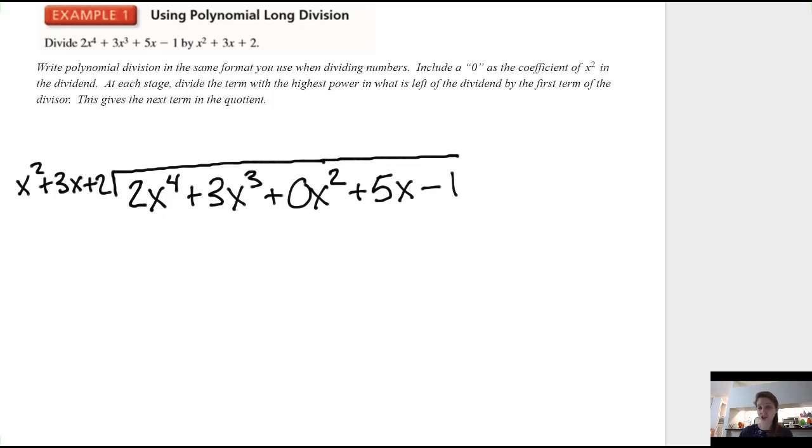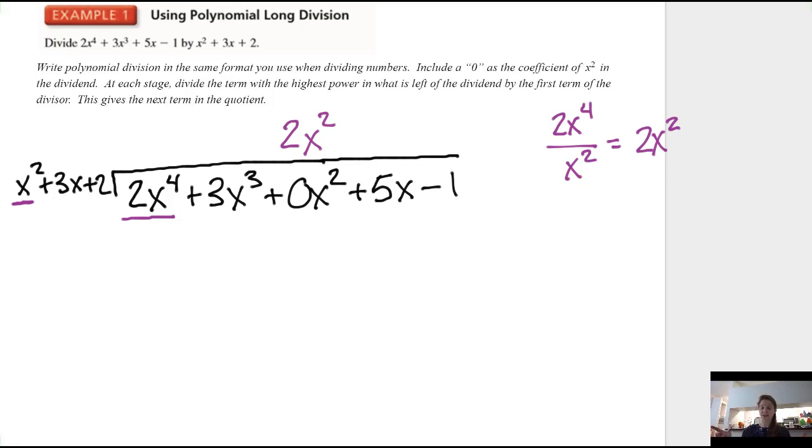Next part. At each stage, divide the term with the highest power in what is left of the dividend by the term of the divisor. So I'm going to divide the highest power in the dividend by the highest power term in the divisor, and show this work on the side. 2x to the 4th divided by x squared equals 2x squared. This gives you the next term in the quotient, so the quotient is going to begin with 2x squared. Let me see if the book lines it up. Oh, they do. They line it above the quadratic term.